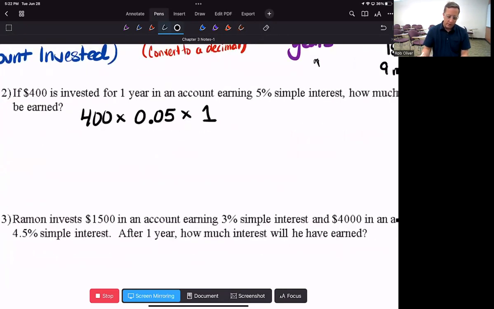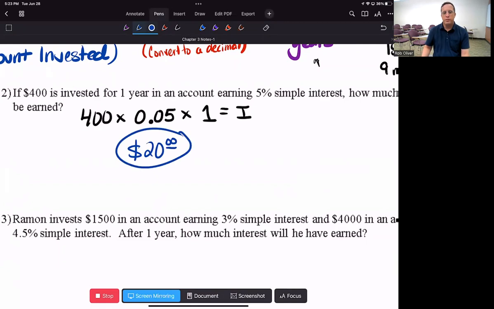All right, and now for this one, we're just going to do this. Our answer will be the interest. We're going to do $400 times 0.05, which comes out to be 20. So $20. That's what your money just sitting there in the bank is going to earn, $20.